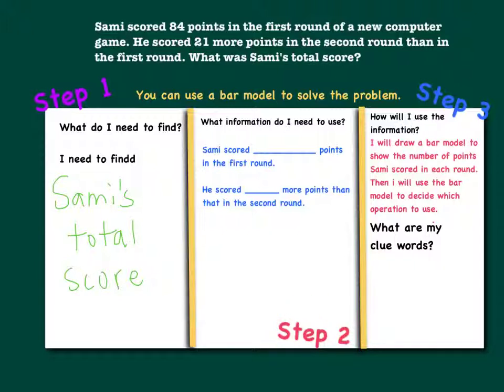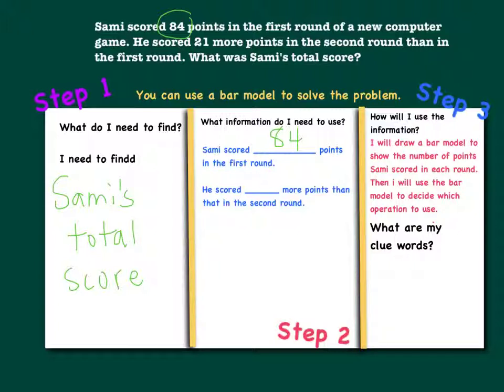What information do I need to use? What are my important numbers that are going to help me solve this problem? When I look at this problem, I see 2 sets of numbers right here. Let's look at what he scored the first time. Sammy scored 84 points in the first round of a new computer game. So I'm going to put 84 points here because Sammy scored 84 points in the first round.